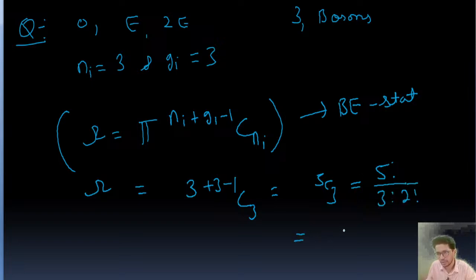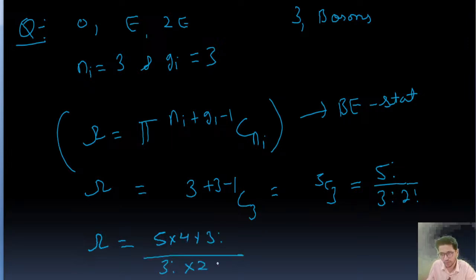So if you solve it, omega value is going to be 5 factorial means 5 into 4 into 3 factorial we can write, and upon 3 factorial and 2 factorial we'll open it, this is 2 into 1. 3 factorial will get cancelled, 2 will cancel this 2. So this is 10. So possible microstates for this question is 10. Okay.